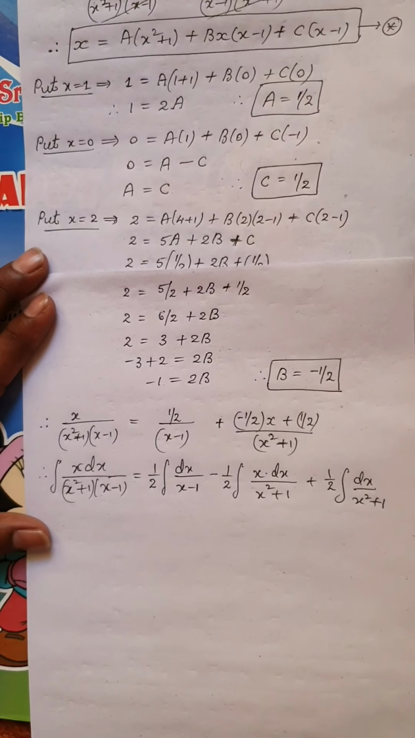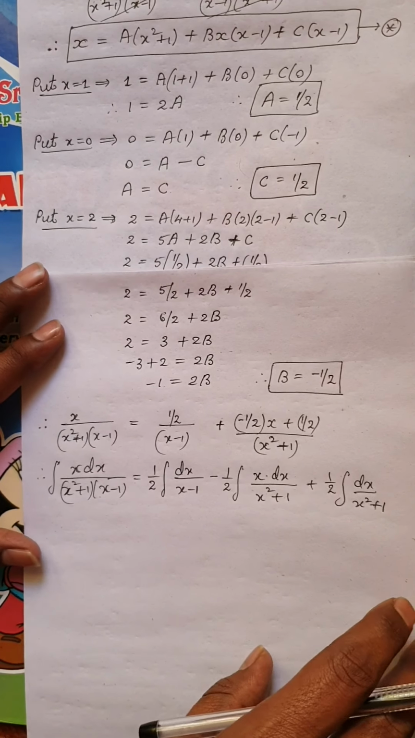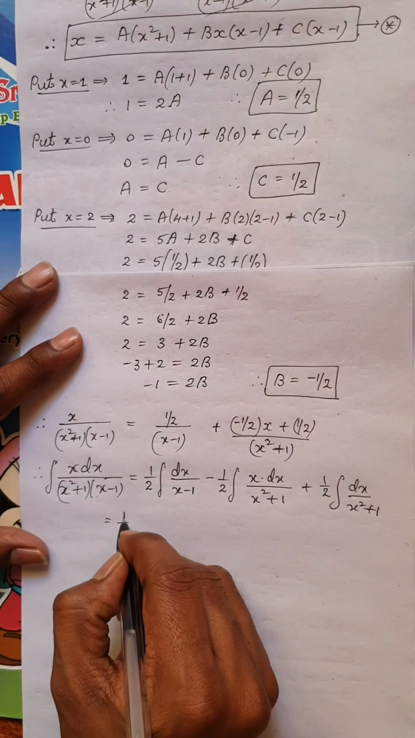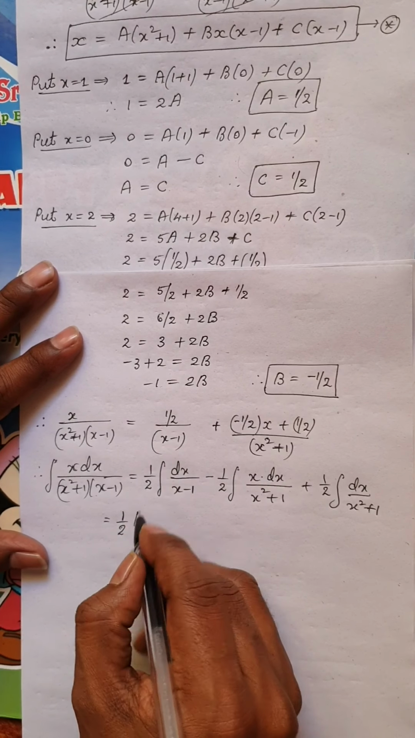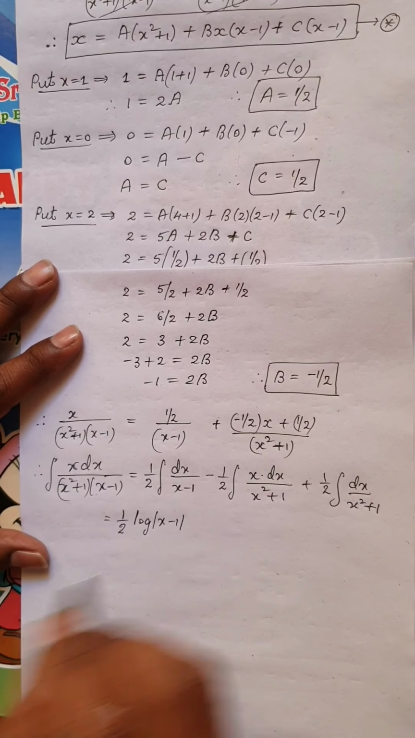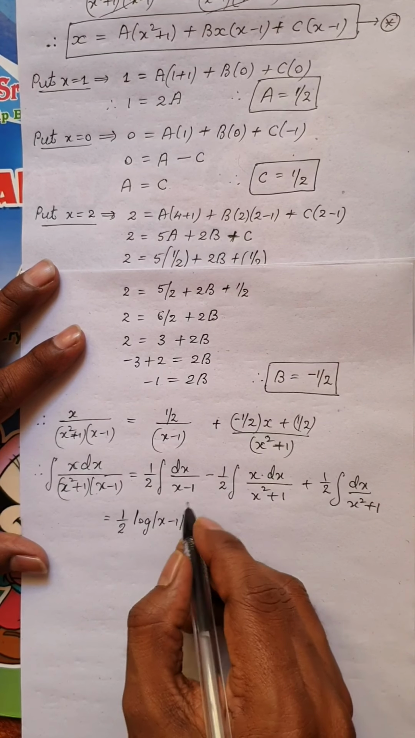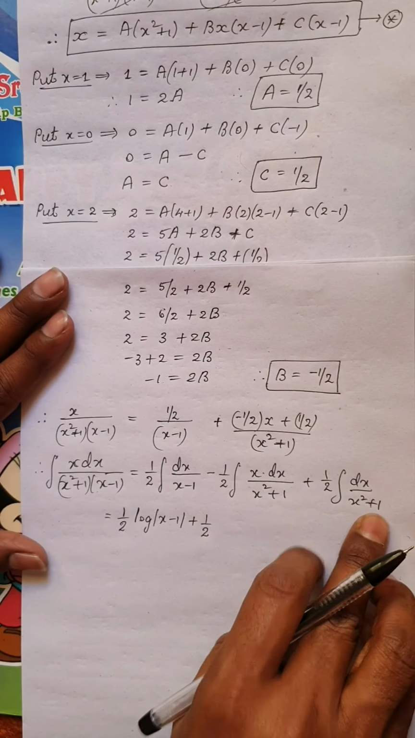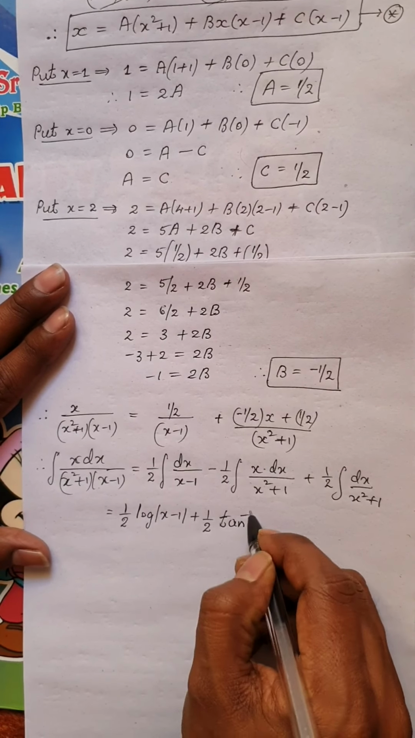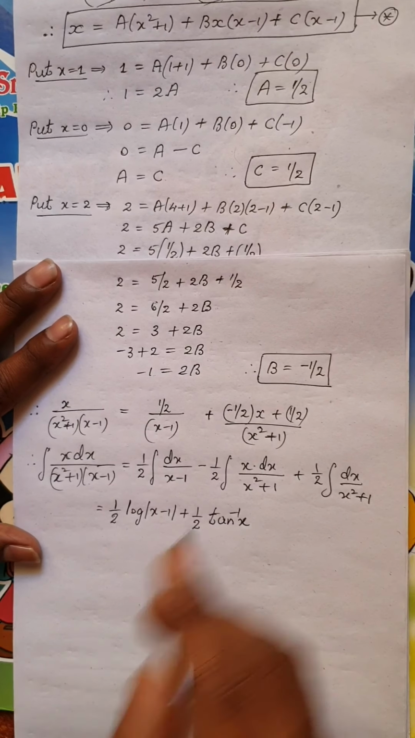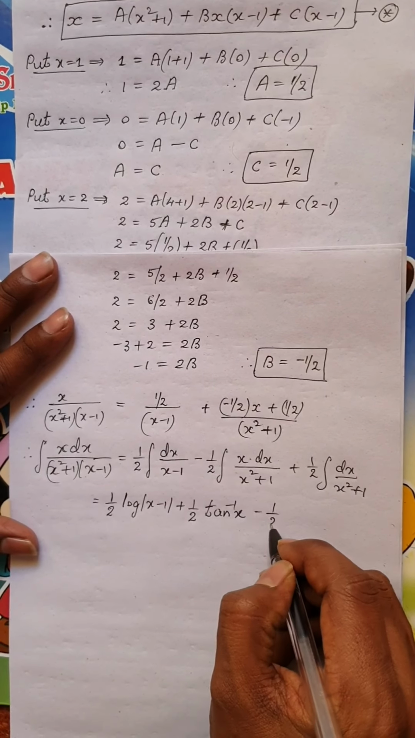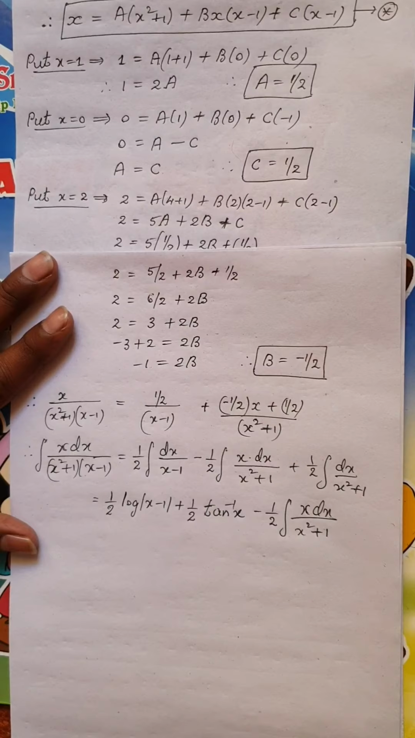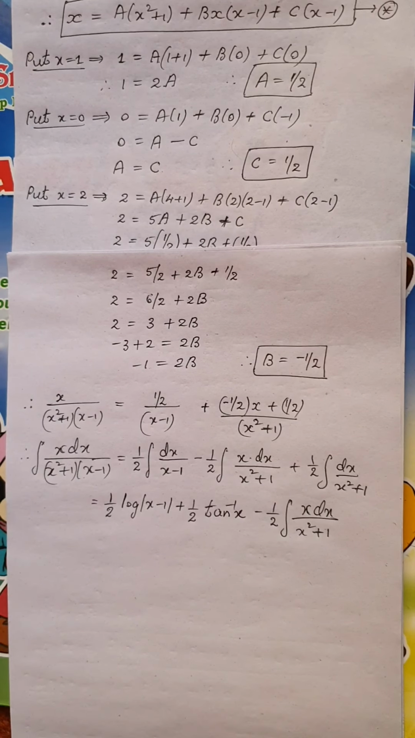Is it clear? With this we are going to integrate further, right. So this is nothing but 1 by 2 into integral of dx by x minus 1. So this is of the form log of mod x minus 1. Let me write this first. So plus this would be half into, what is dx divided by x square plus 1? We know this is the standard result, this is tan inverse of x. Okay. Now let me keep this as it is, minus 1 by 2 into integral of x dx divided by x square plus 1. I may have to solve this now.